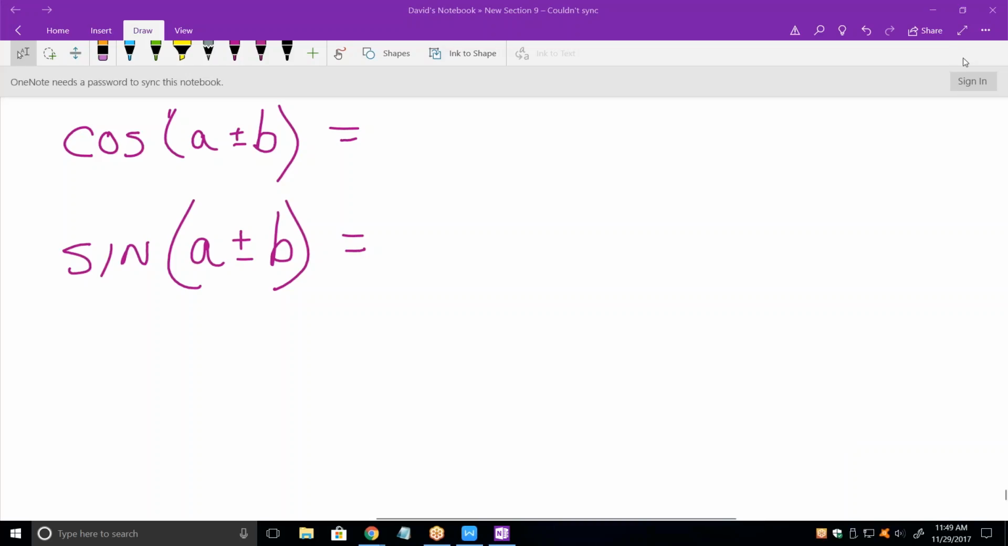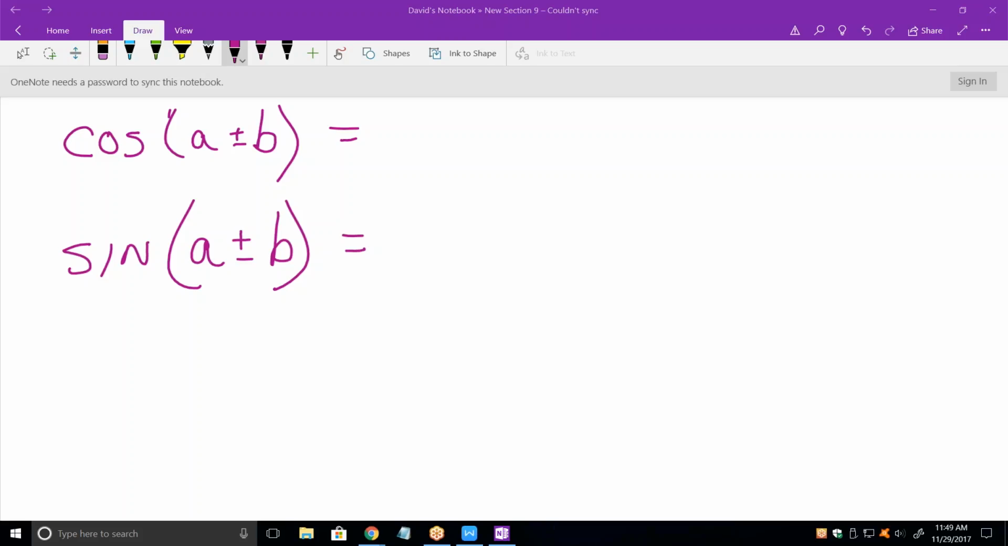Bit of review. Tell me what cosine of A plus or minus B is. Without looking it up. I do not want you to look it up. I want you to try to do it from memory. That's the difference formula, right? Sum and difference. That's what the plus or minus means. This is going to cover anything that's a sum or a difference of two angles.